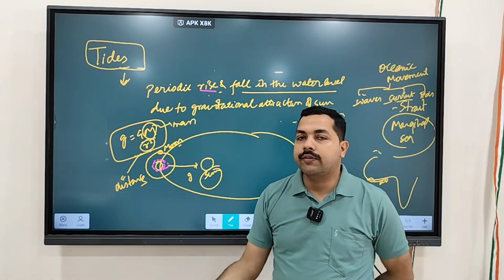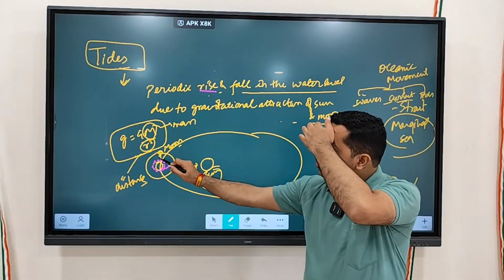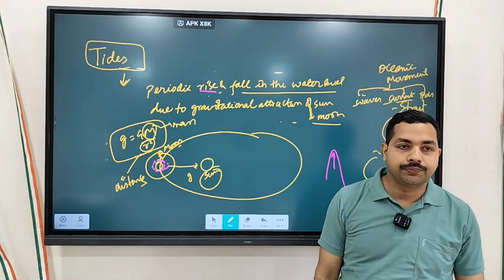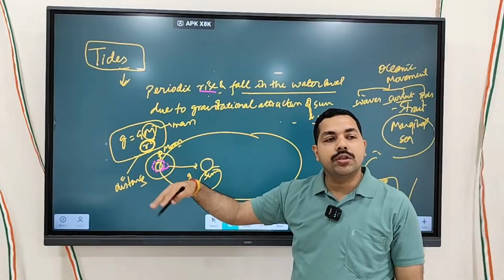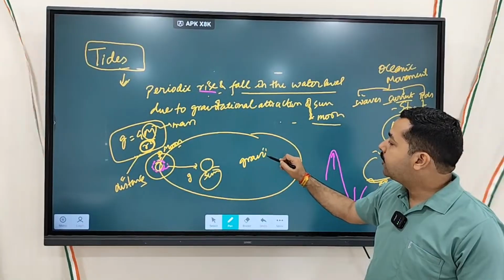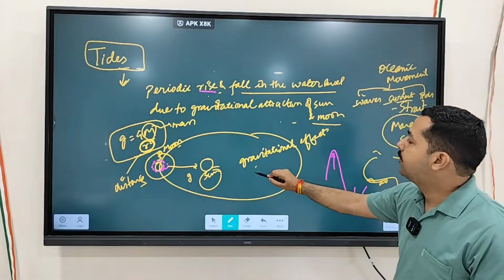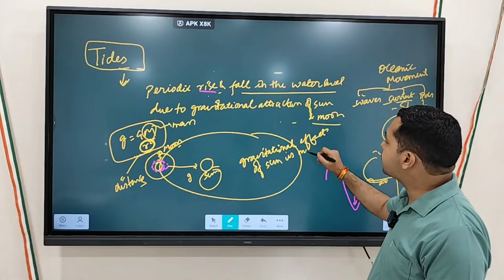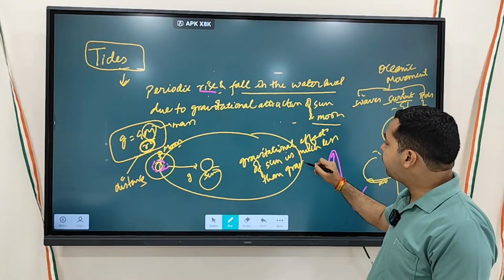So whose gravitational effect will be lesser? Because the moon is much closer to the earth than the sun, the sun's impact is going to be lesser, because the distance is more; gravity is inversely proportional to distance square. Clear? So the gravitational effect of the sun is much lesser than the gravitational effect of the moon.